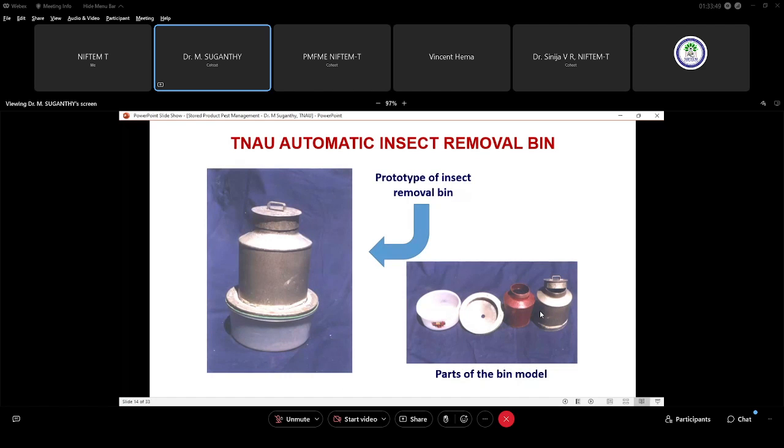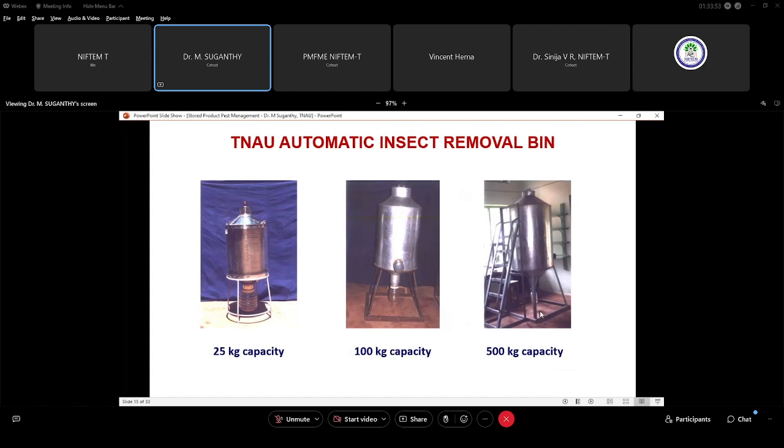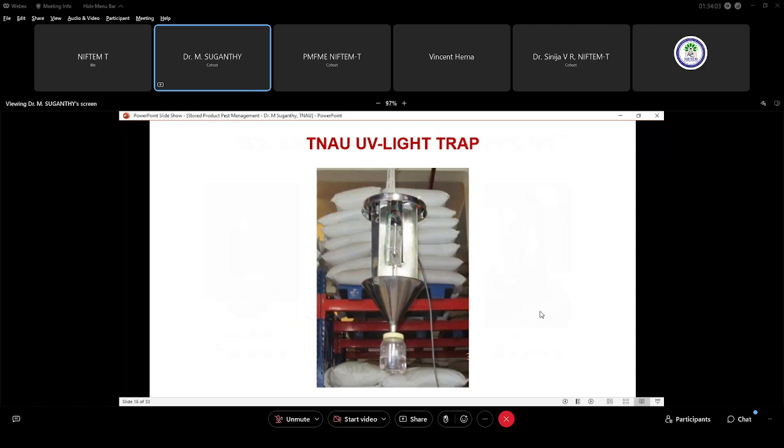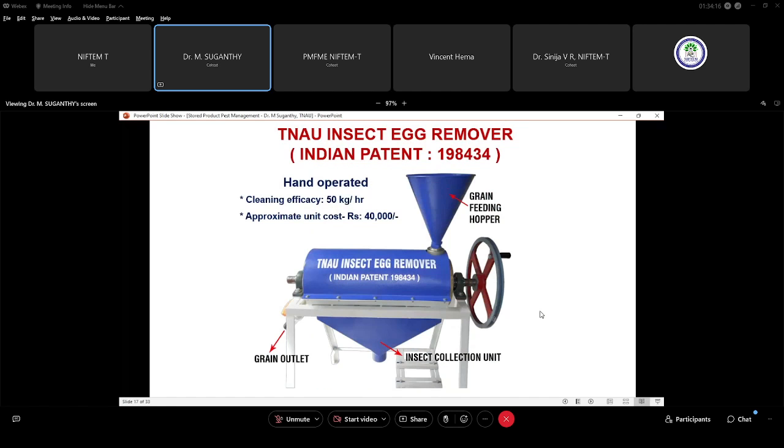Another device is known as the TNAU automatic insect removal bin. These are different models of varying capacity, that is 25 kg, 100 kg, even 500 kg capacity bins are available. And this is the TNAU UV light trap. Most warehouses have this UV light trap to trap the moth pests that are present in the storage godowns. And this is called the TNAU insect egg remover.